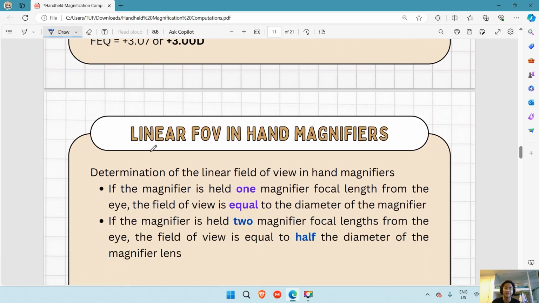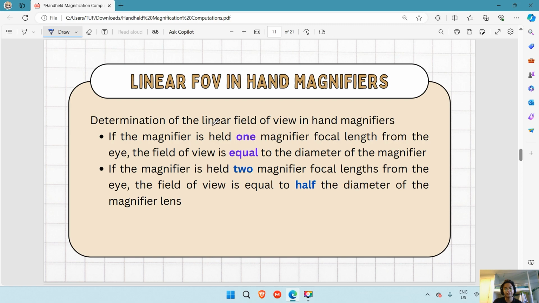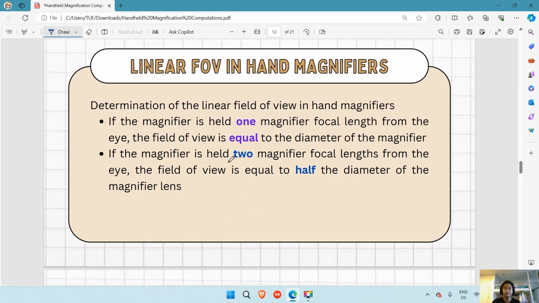Let's proceed with the linear field of view in hand magnifiers. Determination of the linear field of view in hand magnifiers: if the hand magnifier is held one magnifier focal length from the eye, the field of view is equal to the diameter of the magnifier. If the magnifier is held two magnifier focal lengths from the eye, the field of view is equal to half the diameter of the magnifier lens. We'll go back to this once we have the formula, so that we can interpret the linear field of view properly.